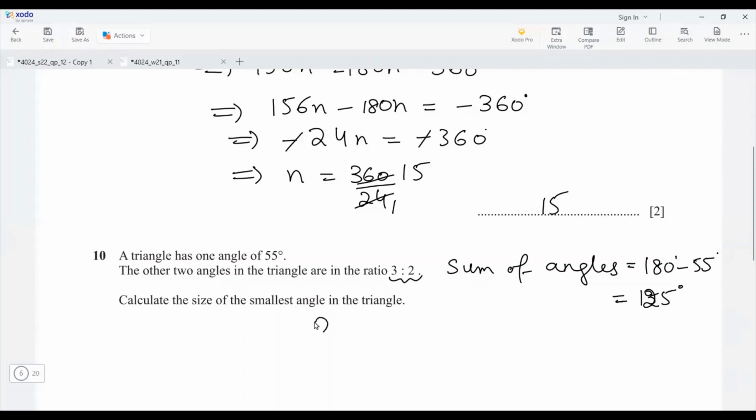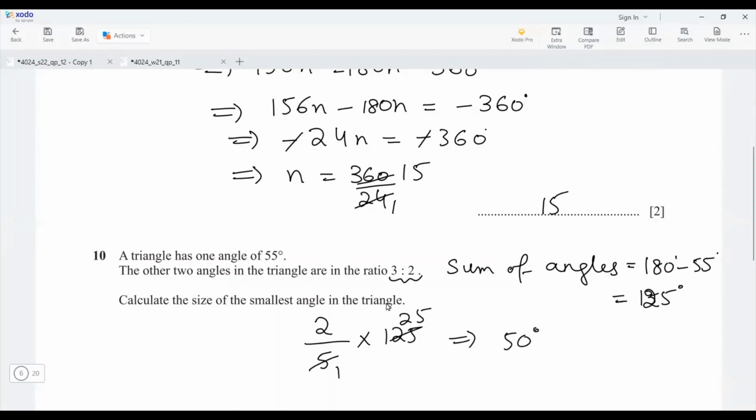So for finding this angle, we divide the ratio 2 by the total ratio, that is 5, and multiply with the total sum of these two angles, that is 125. So 5 times 25 is 125, and 25 times 2 is 50. So 50 degrees is the smallest angle.